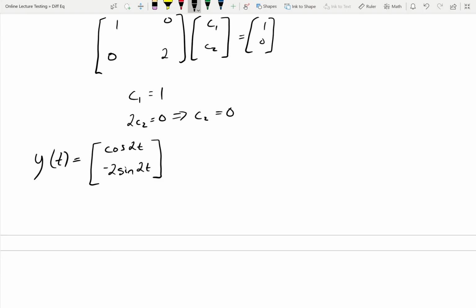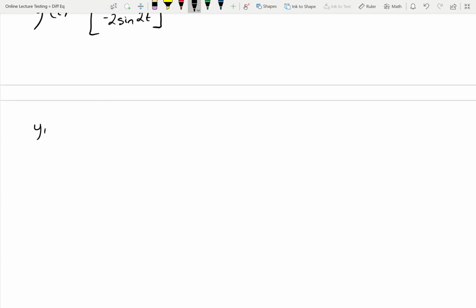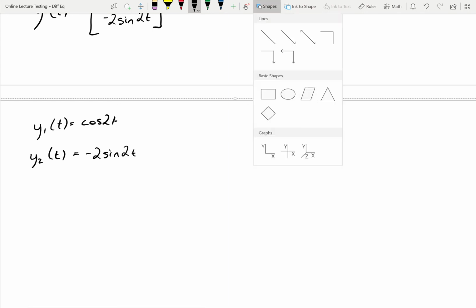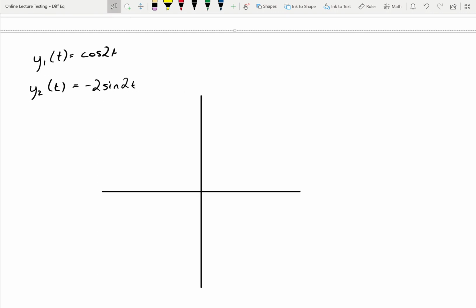All right, so moving a little bit further, that means y1 of t is equal to cosine of 2t, and y2 of t is equal to negative 2 sine of 2t. So this is going to help us with our graphing. Cheating just a little bit here. All right, again, this is y1 and this is y2.